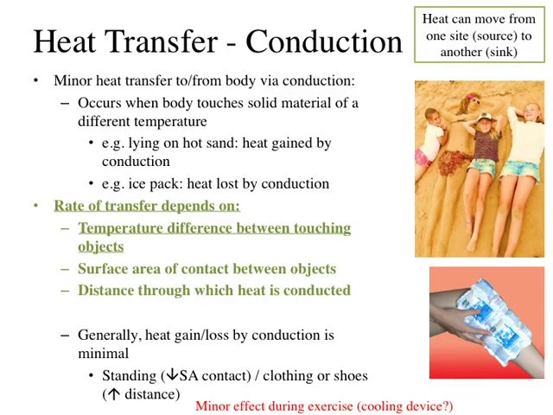The third mechanism of heat transfer is conductive heat loss. This is a minor mechanism of dissipating heat from the body into the environment and requires the transfer of energy directly into an object cooler than our skin. The rate of transfer of conduction is dependent on the temperature difference between the two objects. Generally, heat loss or gain is minimal, particularly during exercise where the surface area in contact with the cooler object might be only your shoes when running, for an example.